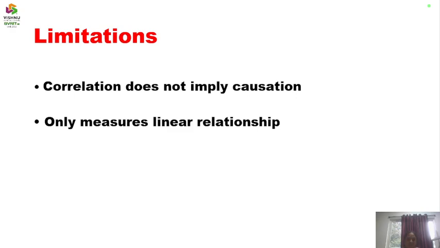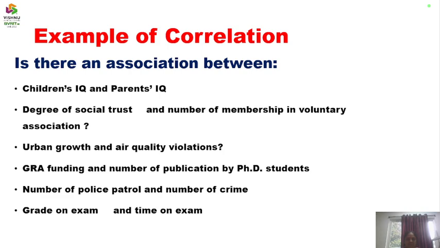And adding to these, correlation does not imply causation. I'm telling that again and again, and it only measures linear relationships. A few more examples I'm going to keep here. Examples of correlation: is there any association between children's IQ and parents' IQ? Nowadays you can see Gen Z and all. Based on that example I need to put in front of you, because you have to know how the correlation will be affecting it.